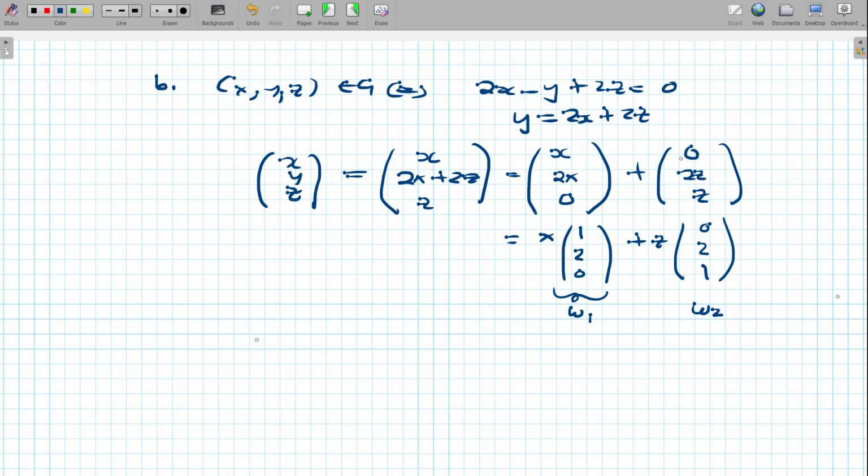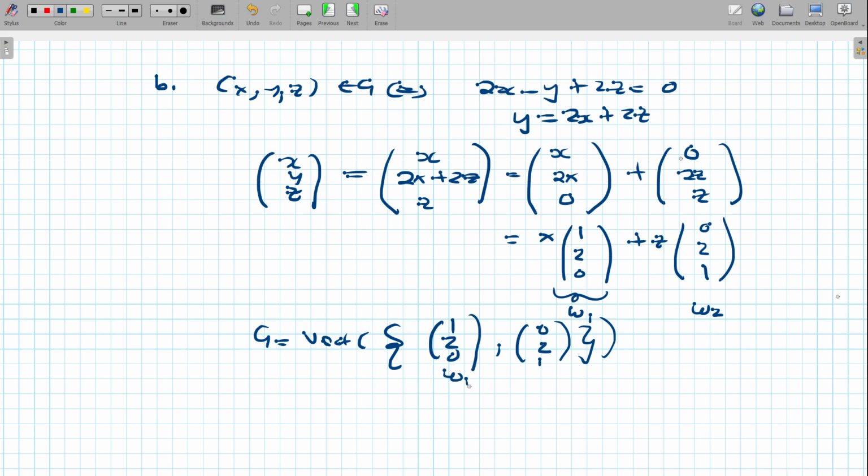So this means that G is going to be equal to Vect of the two vectors, that is (1, 2, 0), like so. And then let me just remind you what the Vect means in case you've forgotten. Here the Vect means that every vector in the set G can be written as a linear combination of these vectors that we have here, W1 and W2. Okay, that's what Vect means.